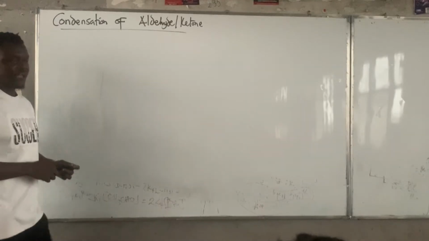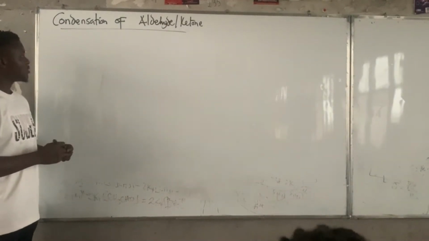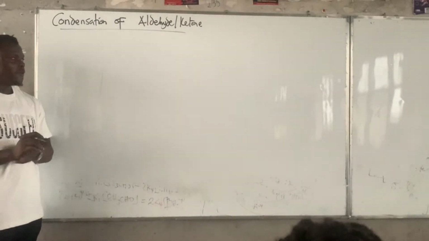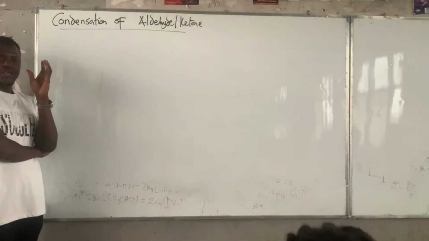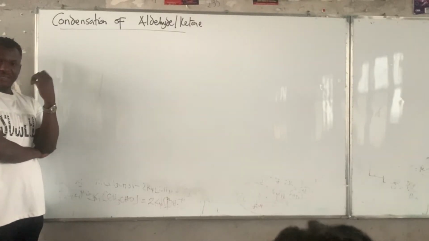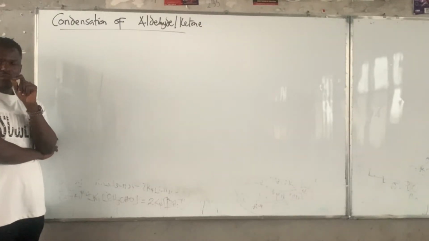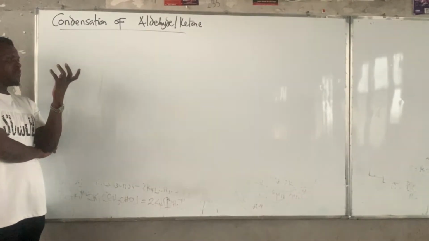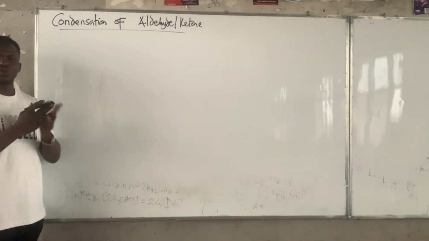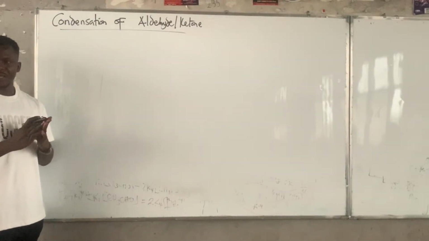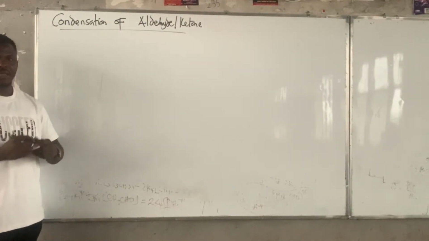Next, reaction of aldehydes and ketones. The second one is called the condensation reaction. Now, what is the difference between this particular reaction and the one we just completed is the reagent that is reacting with them. And condensation simply means two things coming together to lose water. That's basically what it means. Two things come together and water will be eliminated.